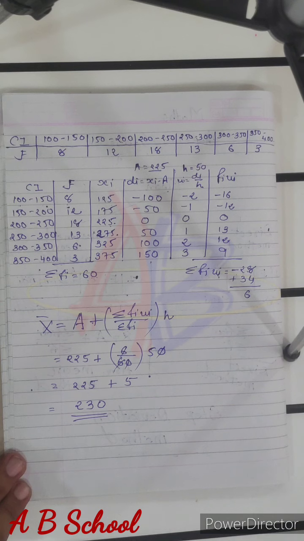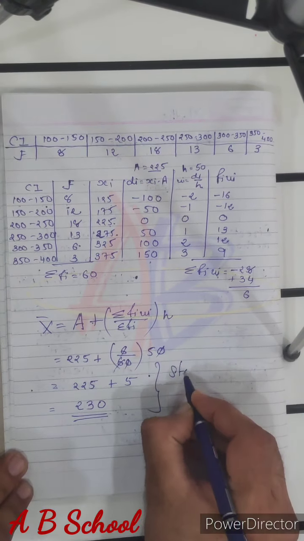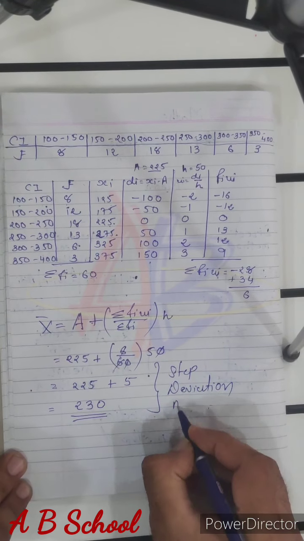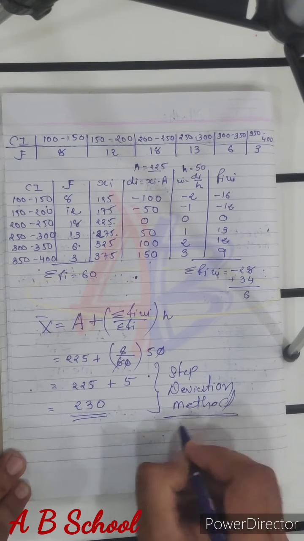This is the third method to find mean. We have seen three methods. First was the direct method, second the assumed mean method, and this one is the step deviation method. This is called step deviation method.